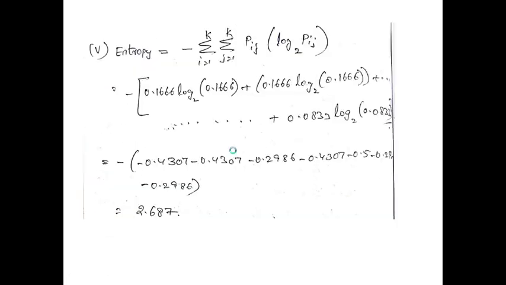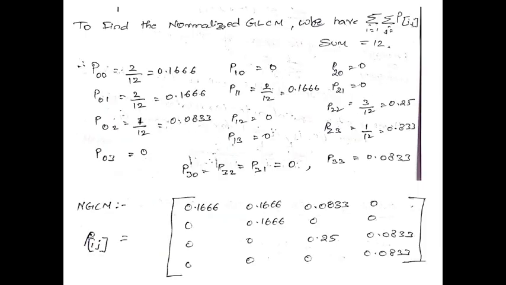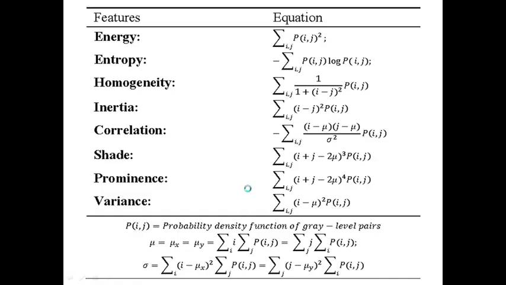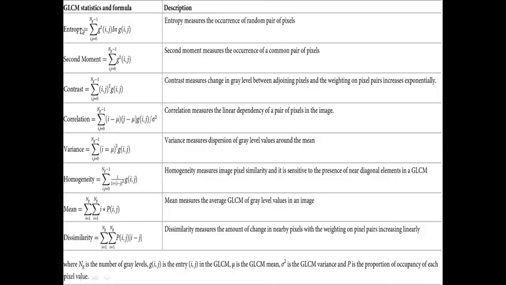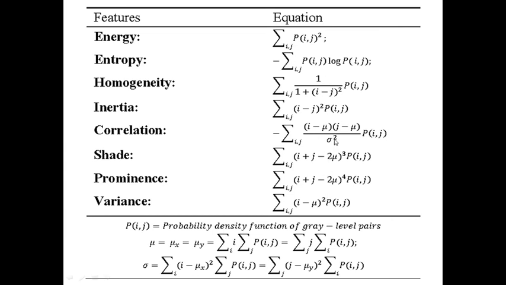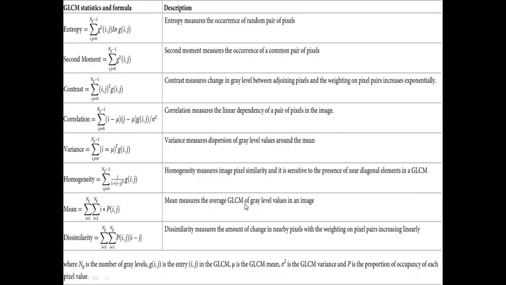So in this manner I can obtain all the second order statistics from this normalized GLCM. These all are the second order statistics and the corresponding formulas. Mean and variance, sigma is nothing but the variance, right? So I can find out all the second order statistics.